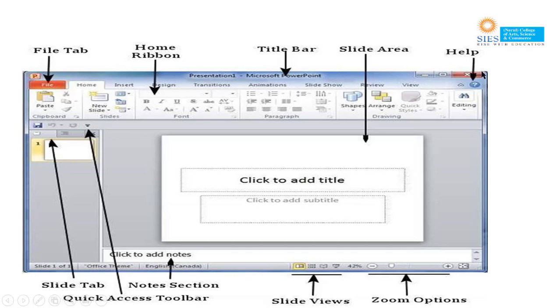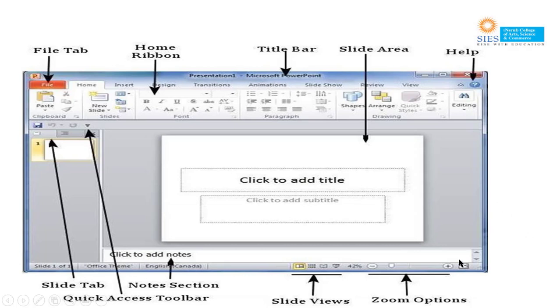Next is help. See, this is the help menu, the question mark. The help icon can be used to get PowerPoint related help anytime you need. Clicking on the question mark opens the PowerPoint help window, where you have a list of common topics to browse from. You can also search for a specific topic from the search bar at the top.